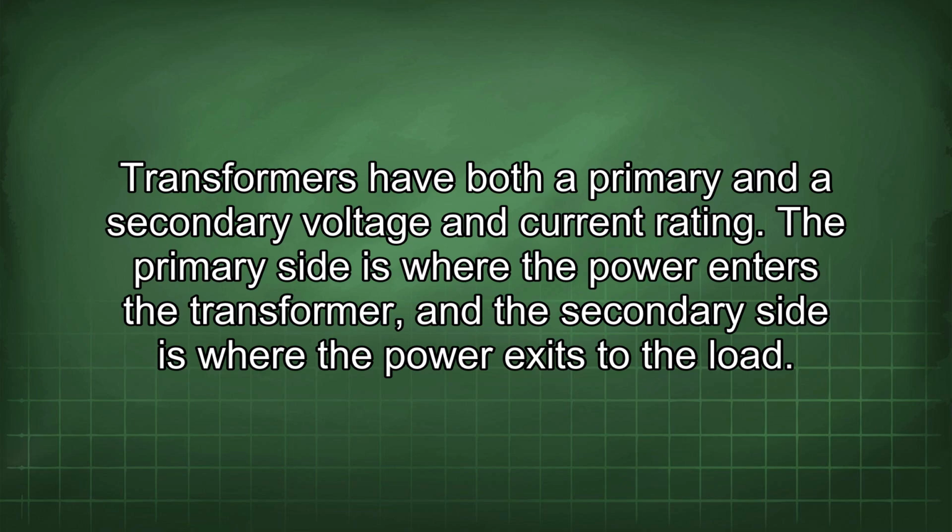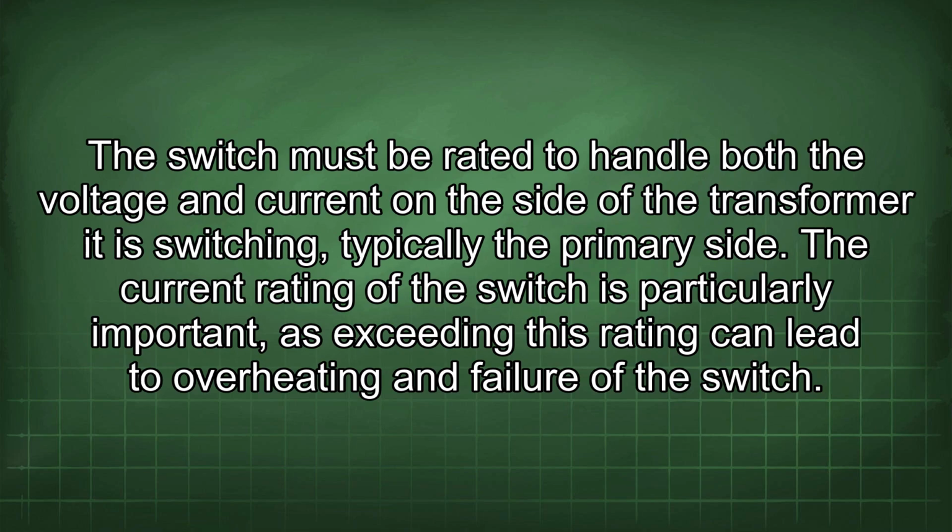Transformers have both a primary and a secondary voltage and current rating. The primary side is where the power enters the transformer, and the secondary side is where the power exits to the load. The switch must be rated to handle both the voltage and current on the side of the transformer it is switching, typically the primary side. The current rating of the switch is particularly important, as exceeding this rating can lead to overheating and failure of the switch.